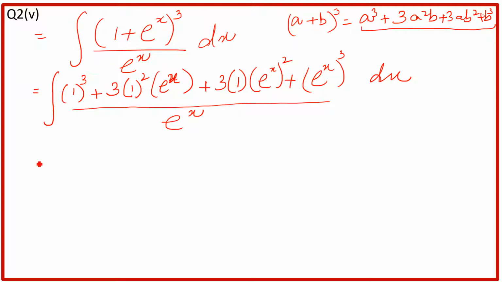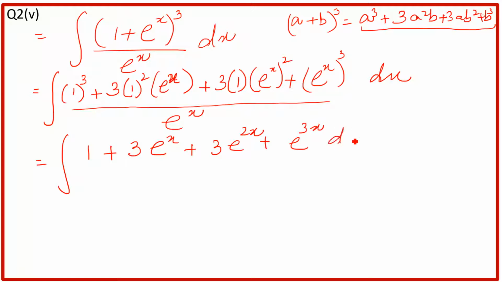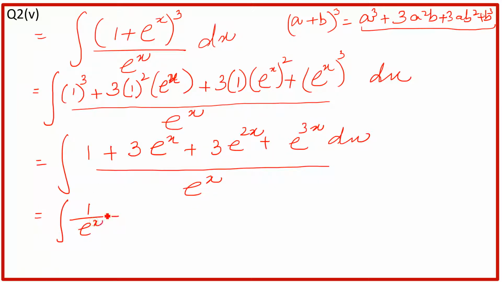e^x. So now see, 1 cube means 1 plus 3e^x plus 3e^2x, similarly plus e^3x from here, and dx divided by e^x. Now see, we have 4 terms in the numerator and 1 term e^x in the denominator. So we will divide each term with this denominator.